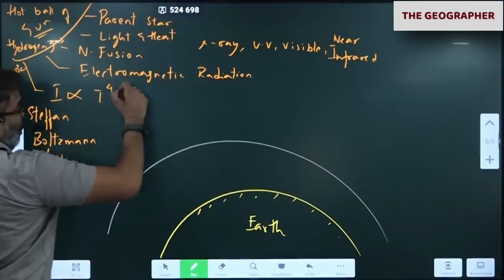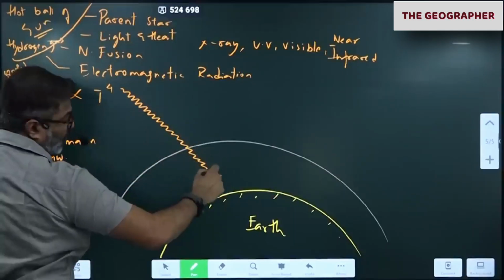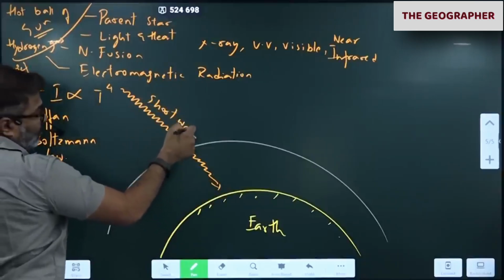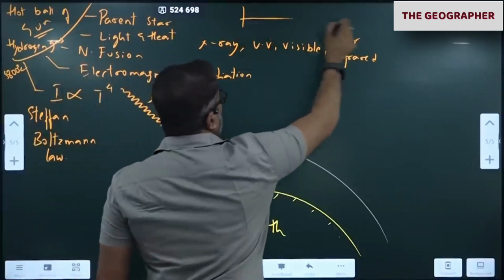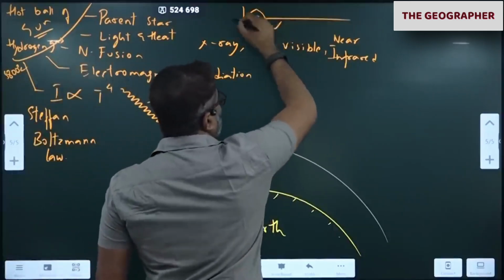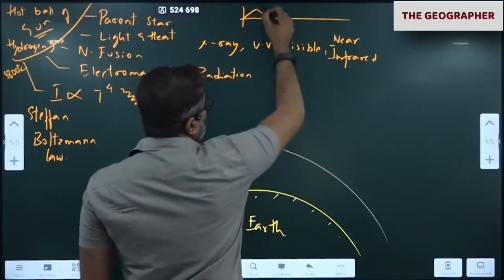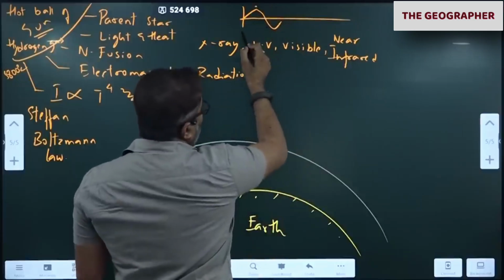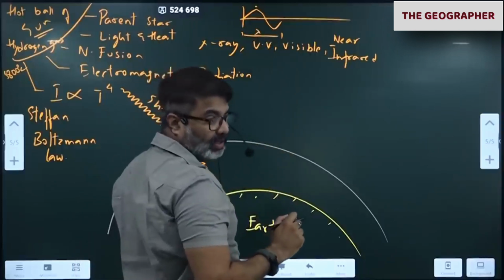So it emits short wavelength radiation. All of you can understand wavelength like this. This is a wavelength. One wave has a crest and a trough. The upper part is the crest, the bottom part is the trough. This is called one wave. The length of a wave is called the wavelength. Do all of you understand this word?